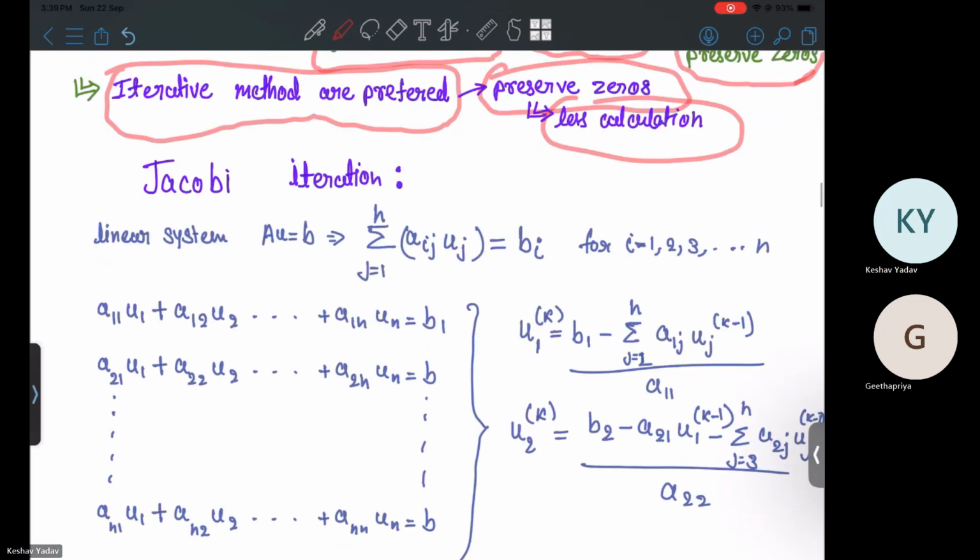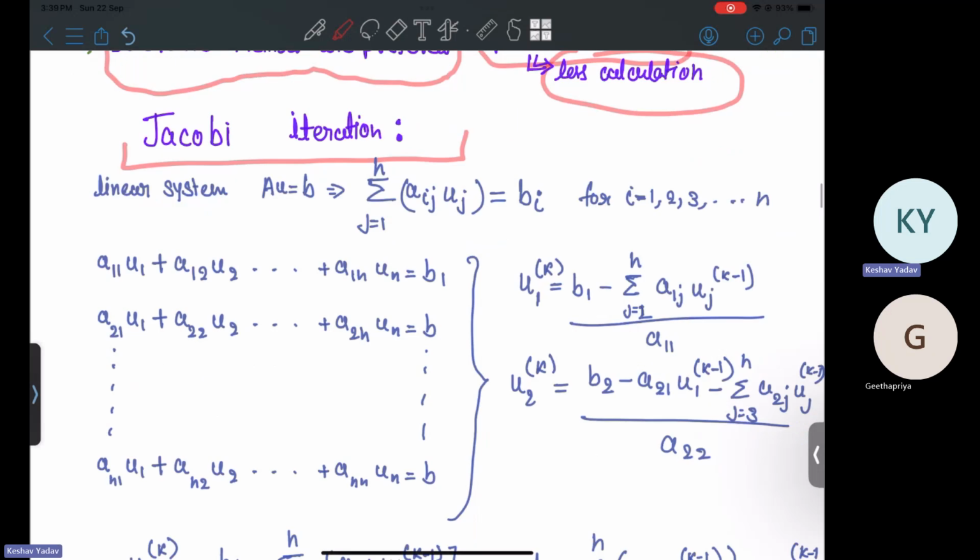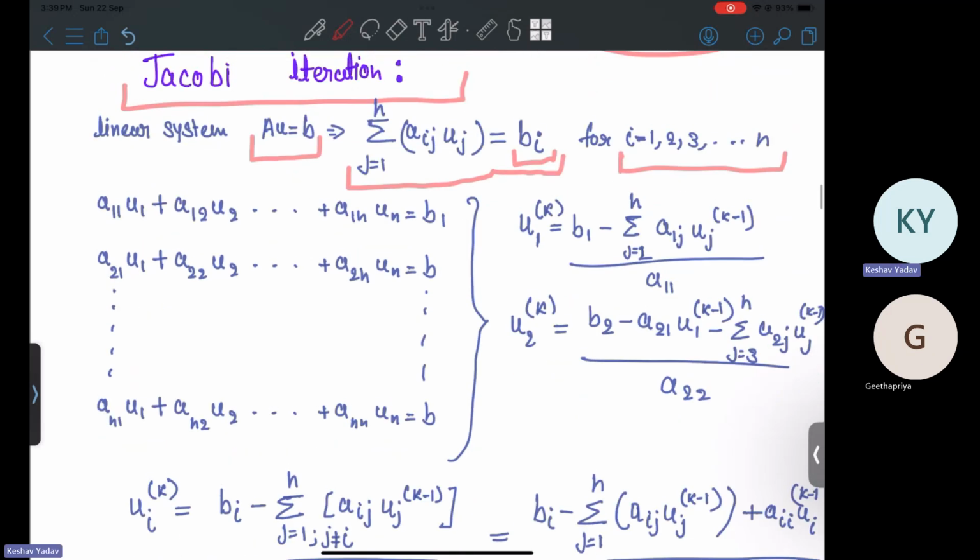Okay. So let us revise the iterative solvers that can be used to solve a system of linear equations. Let us recap the Jacobi iteration. So suppose we have the linear system Au equal to b. This can also be written as the sum over j equal to 1 to n of aij uj equal to bi, where i goes from 1 to n. So this system of linear equations can be written like that.